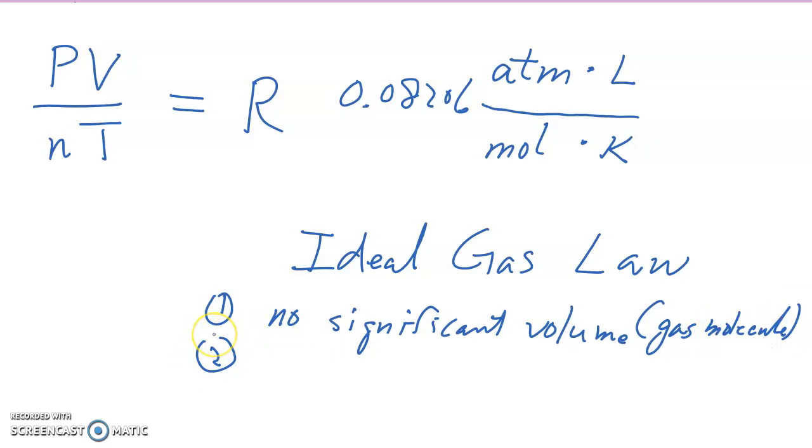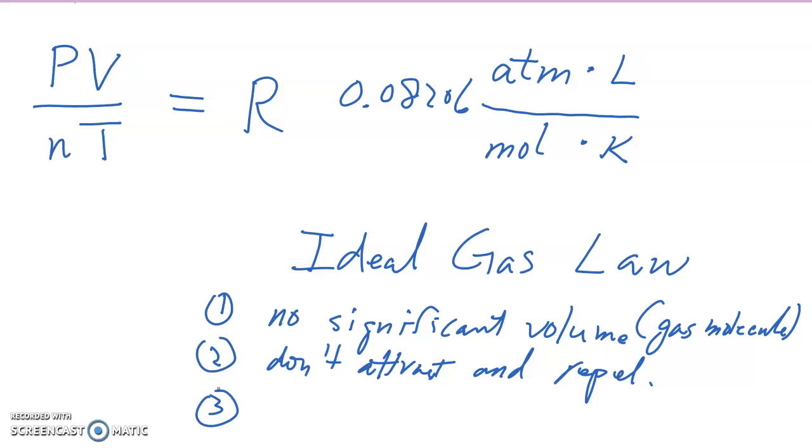Okay. The second requirement will be they don't attract or repel each other. For example, if the gas molecules, when they see each other, combine together and then very easily form a liquid, that's not a gas anymore. So the second requirement is they don't attract and repel. Okay. And the preferred condition for the ideal gas will be low pressure and high temperature.